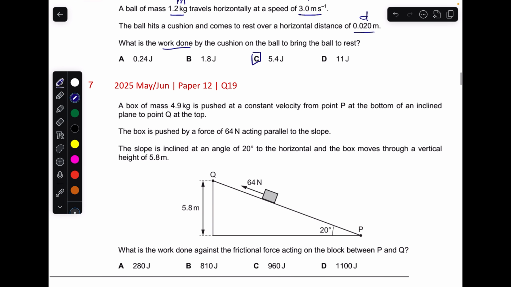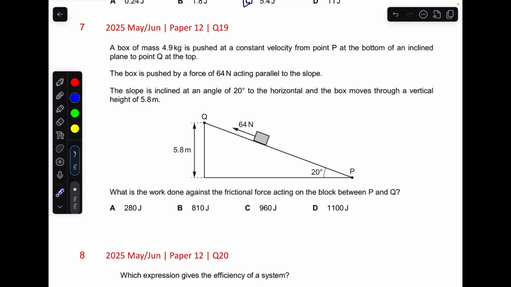And the next question, they are telling us a box of mass 4.9 kg is pushed at a constant velocity from point P at the bottom of the inclined plane to the point Q at the top. Okay, this thing is important. Keep in mind, it's a constant velocity. Okay, you have the mass. The box is pushed by a force of 64 Newton acting parallel to the slope. The slope is inclined at 20 degrees to the horizontal, and the box moves through a vertical height of this thing. What is the work done against the frictional force acting on the block between P and Q?